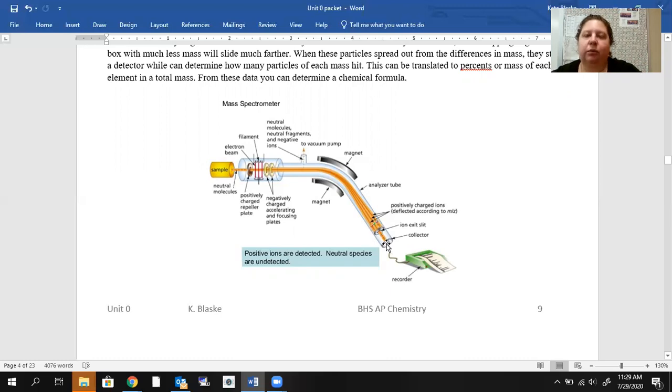As they come through, there's a detector at the end that figures out how many of each particle are hitting that detector and at what mass each one of those are. And it spits out a graph or some data or some sort of information to tell us what's going on inside of that sample.